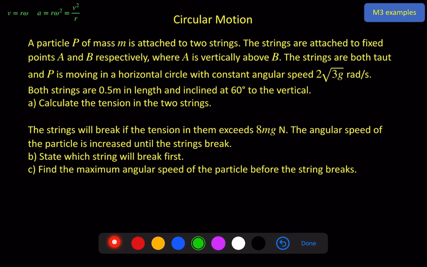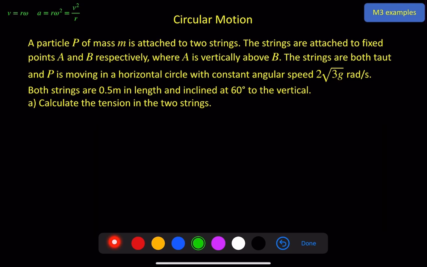Okay, if they're both inclined at 60 degrees to the vertical, and they're both taut, A is above B, then we've got a setup that kind of looks like this. They're both 0.5 meters in length, so the particle is going around horizontally like that between the two. Calculate the tension in the two strings, and then we've got an extra part. Okay, we'll do this bit first.